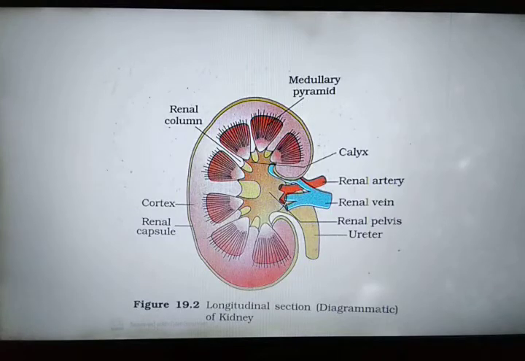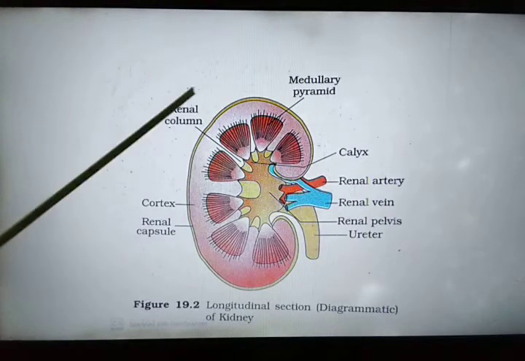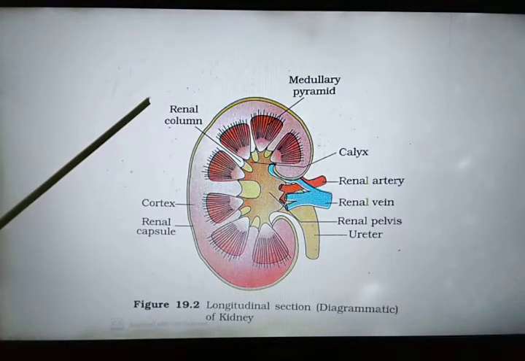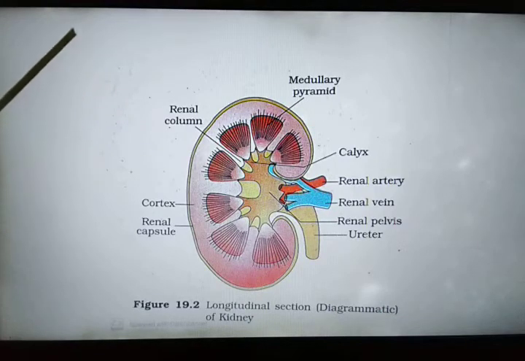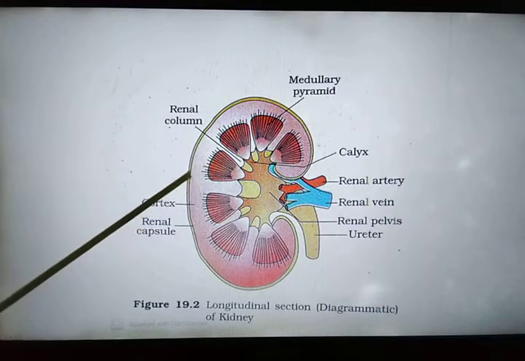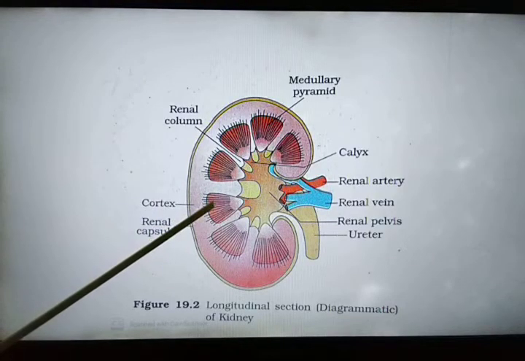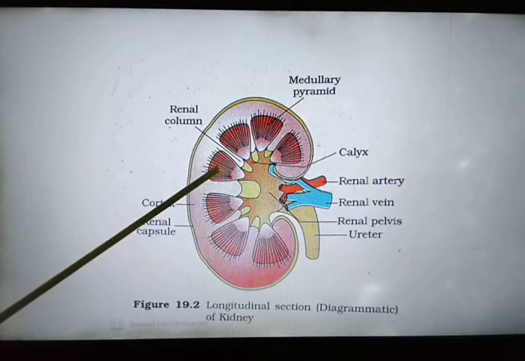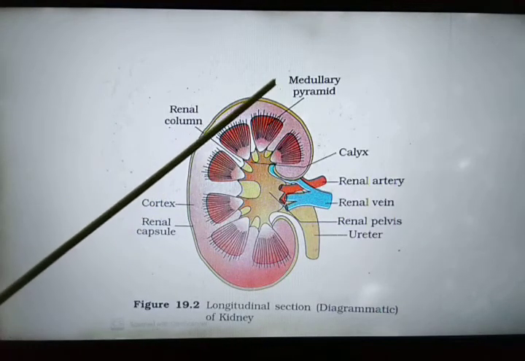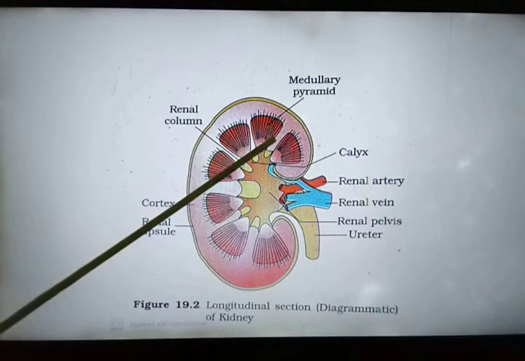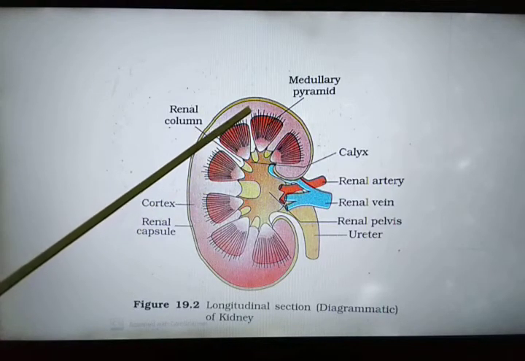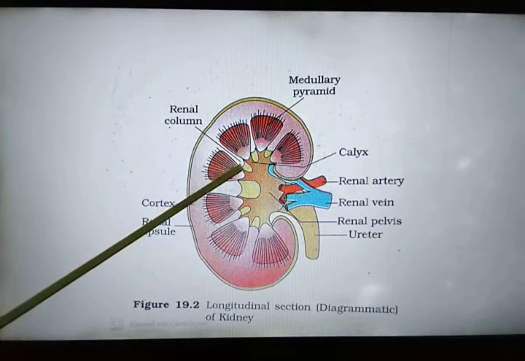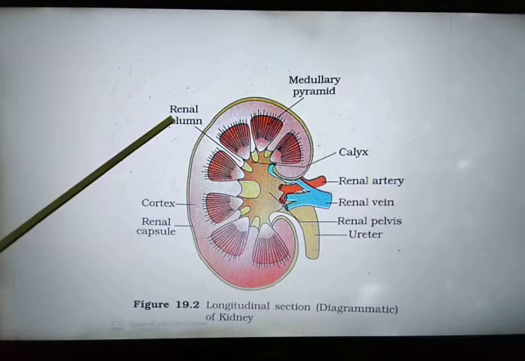So once again we revise. The internal structure of the kidney consists of two zones: the outer is cortex and the inner is medulla. The medullary region consists of 15 to 16 conical structures known as the medullary pyramids. In between the medullary pyramids, the cortex region forms an extension known as renal column or column of Bertini.